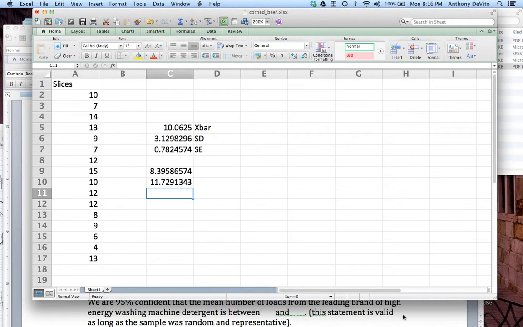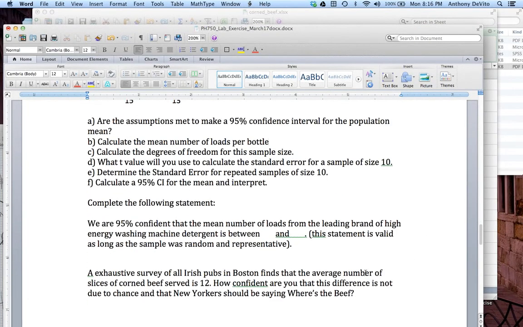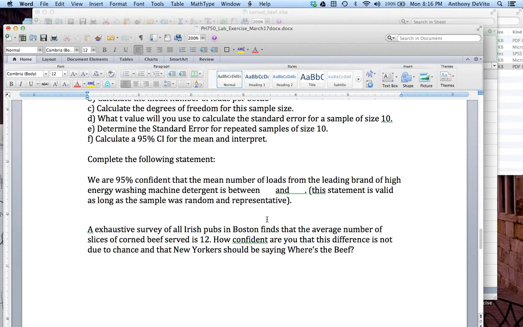Okay, so now that's one question I asked. But then the next question I asked was, let's say that somebody did an exhaustive survey of all of the pubs in Boston, every pub in Boston. And they know that for the entire population, on average you get 12 slices of corned beef. Can we say with 95% certainty that you get more corned beef in Boston than you do in New York?